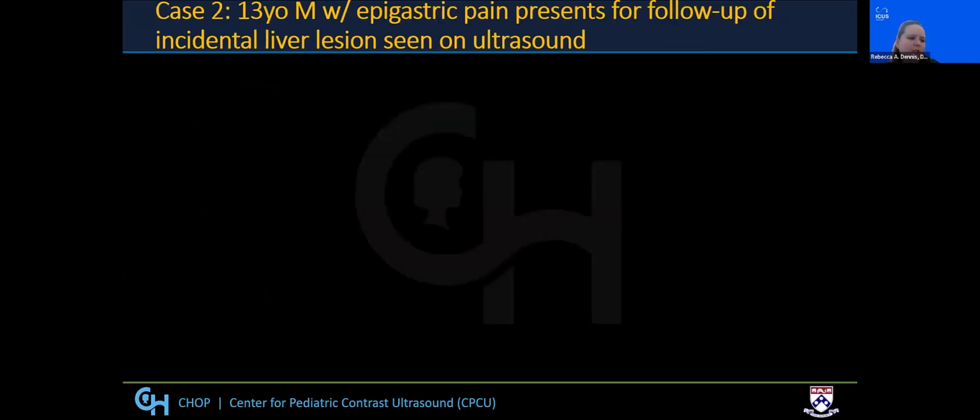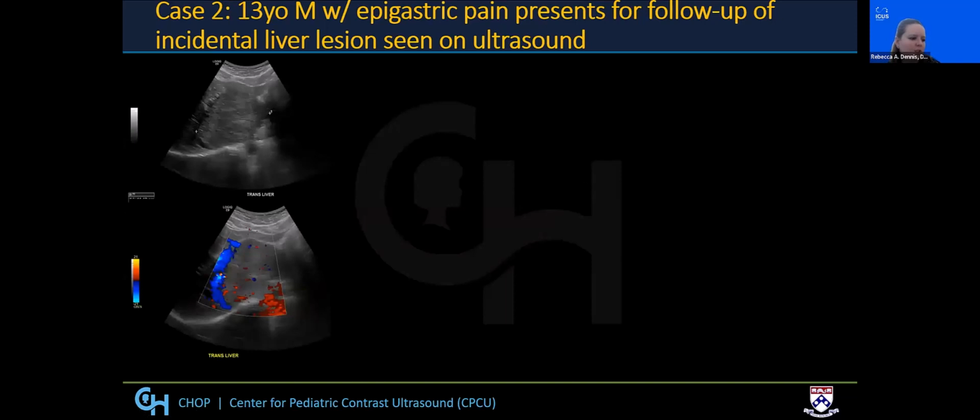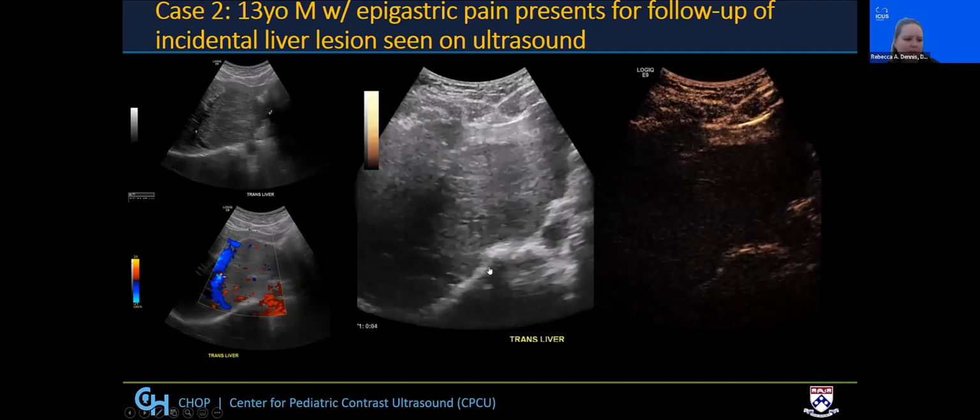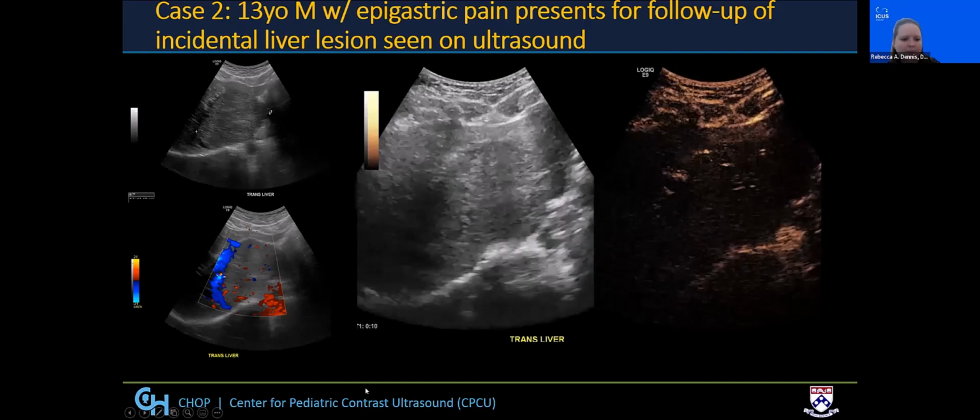So case 2, 13-year-old male with epigastric pain presents for follow-up after an incidental liver lesion was seen on ultrasound. This was the ultrasound, it's a quite large, heterogeneous, predominantly hypoechoic mass with internal vascular flow. Contrast ultrasound was recommended for further evaluation. This is a video right after injection. So we see our lesion here.